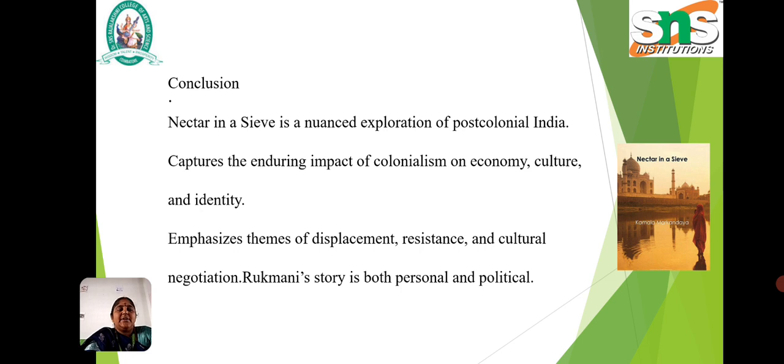Coming to the conclusion of this novel, we find a nuanced exploration of post-colonial India, and she also captures the impact of colonialism on economy, culture, and the identity crises that arise in the people. The novel also focuses on the themes of displacement, and Rukmani's story is both personal and political. Kamala Markandaya has beautifully pictured these themes in her novel.